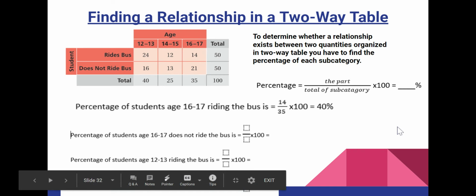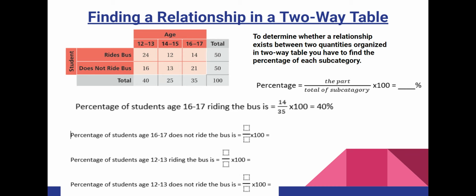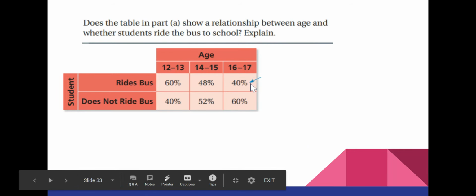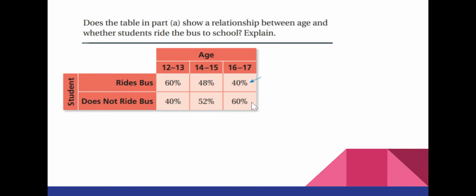Now it's your turn to find the percentage of all other categories to see and justify if there is a relationship. Does the table in part A show a relationship between age and whether students ride the bus to school? So here's the table with only the percentages to explain. For the age of 16 to 17, which is the older kids, do they more likely ride the bus or do not ride the bus? Since the percentage is 60%, which is higher than the percentage of people who ride the bus, the older the kids are, the more likely they do not ride the bus. The younger students are more likely to ride the bus.